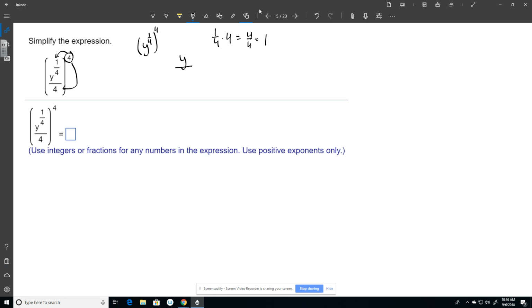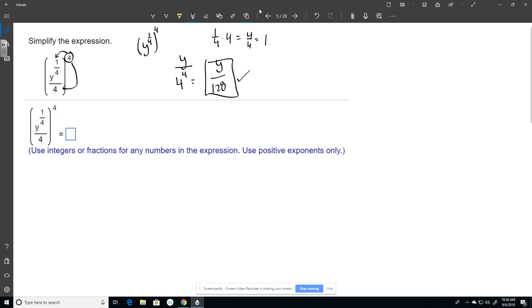And then the bottom, we have a 4, but we have to raise it to the 4th power. So we have 4 to the 4th power. You plug that into your calculator, and you should get, I believe, 128. 4 times 4 is 16, times 4 is 64, times 4 is 128. Yeah, so we're good. So this becomes y over 128. Put that in as your final answer. It wants us to use integers and positive exponents, which we have. So that's your final answer.